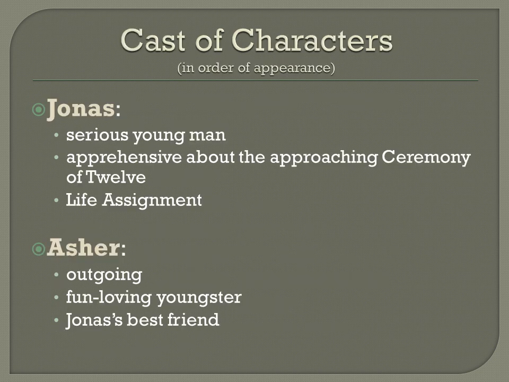Cast of characters in order of appearance. We first meet Jonas. He's a serious young man, but he's apprehensive about the approaching ceremony of 12. At this ceremony, he receives his life assignment, which is what he will do as an adult in the community in which he lives. Asher is an outgoing, fun-loving youngster. He is Jonas's best friend. He is what could be considered the comic relief for the novel.